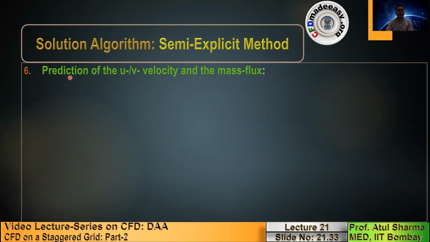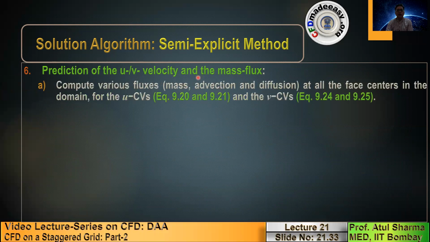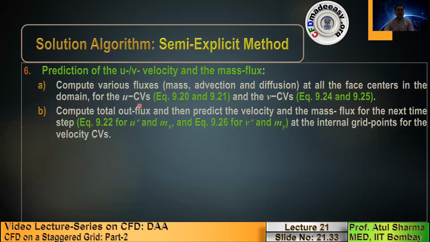Then the next step is prediction of velocities and mass fluxes. Note that we predict not only the velocities but also mass fluxes. I presented the equations corresponding to those in earlier slides. You compute various fluxes, mass flux, advection flux, and diffusion flux for momentum at all the face centers, for the U control volume and V control volume, and predict basically U star and V star. Then you calculate total outflux of advection and diffusion, and predict the velocities and the mass flux for the next time step. So you predict U star and MX star, V star and MY star at the internal grid points.